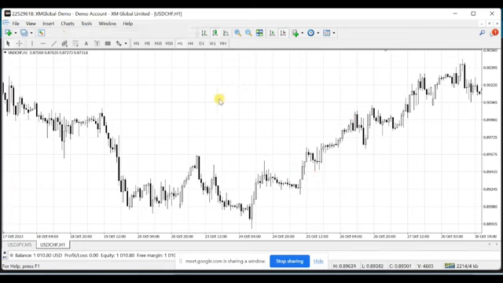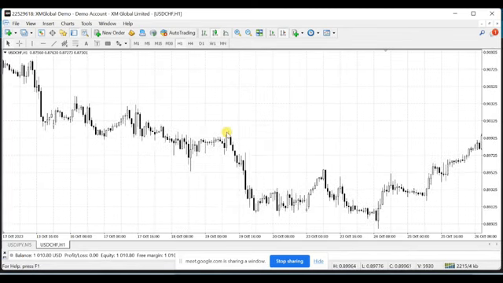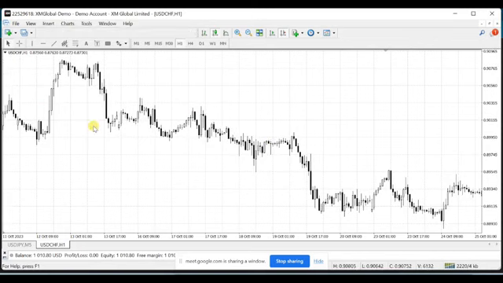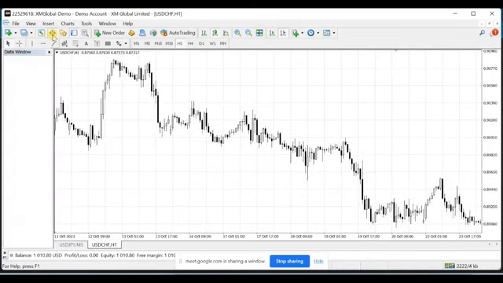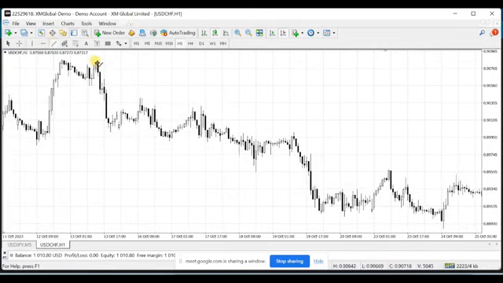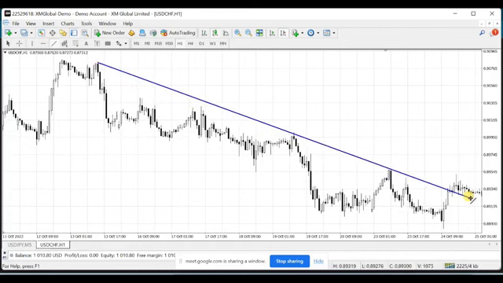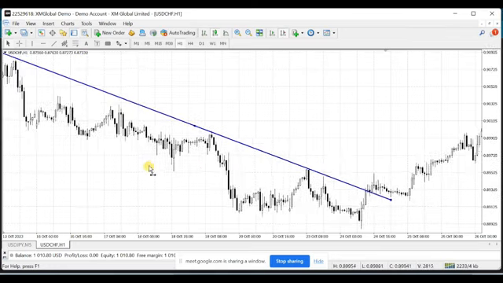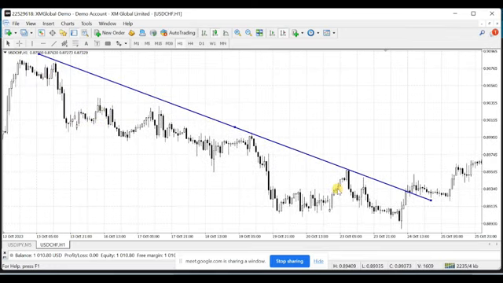Okay, so if you look at the chart, do you remember trend line? We talked about trend line. And this is an example of a trend line, what I just drew now. So now this trend line is for a downtrend, remember?